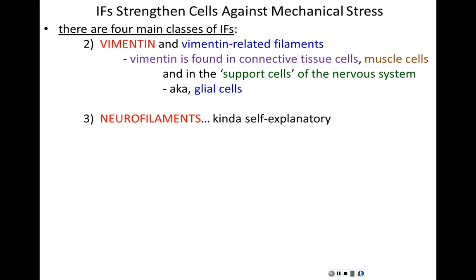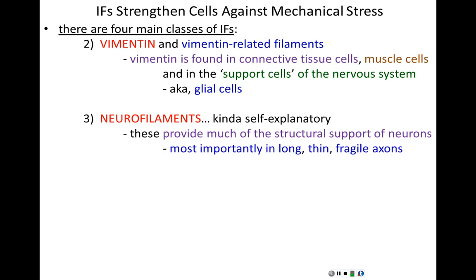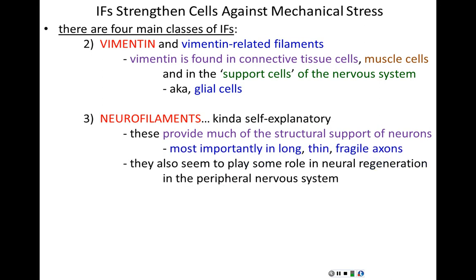The third class are the neurofilaments. Pretty self-explanatory. It's clear where you find these, but the neurofilaments are exclusively found in the nervous system. They are the proteins that provide the axonal structural support. They are especially important in long, thin, fragile axons, the axons of the central nervous system, especially those that project from the base of the spinal column to the legs.